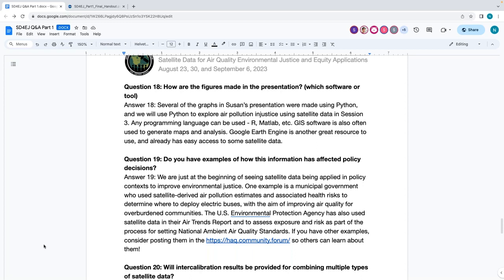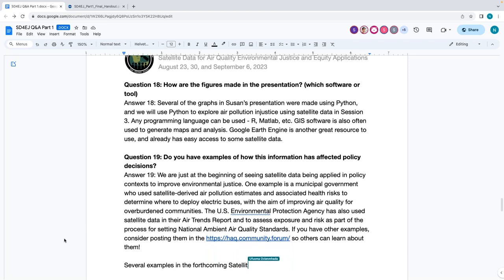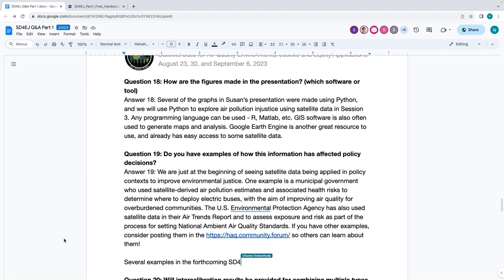I really think that we're just at the beginning of seeing satellite data being applied in policy contexts. So the examples will continue to build, hopefully through all the great work that you all on this training will go forward and do. But one example is a municipal government in the United States who used satellite-derived air pollution estimates and the associated health risks to determine where to deploy electric buses in lieu of the dirty diesel buses that were driving around the city. And the aim they had was improving air quality for overburdened communities.